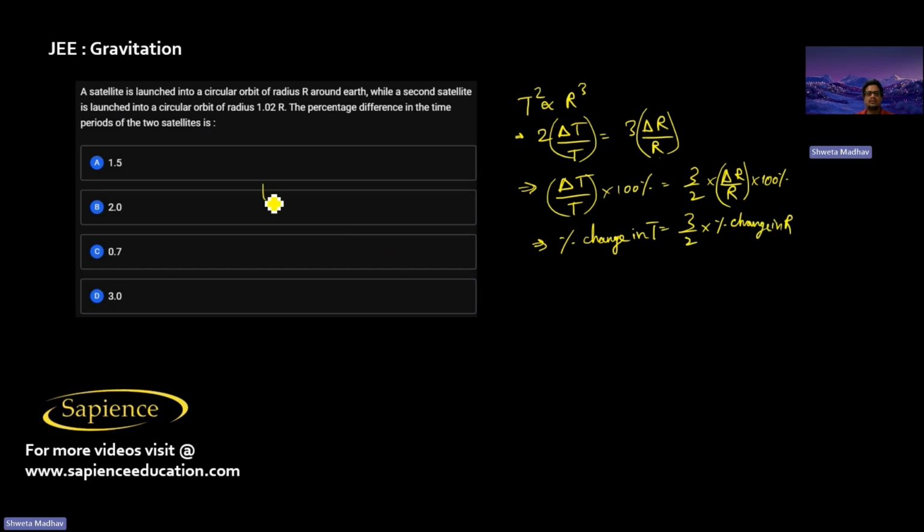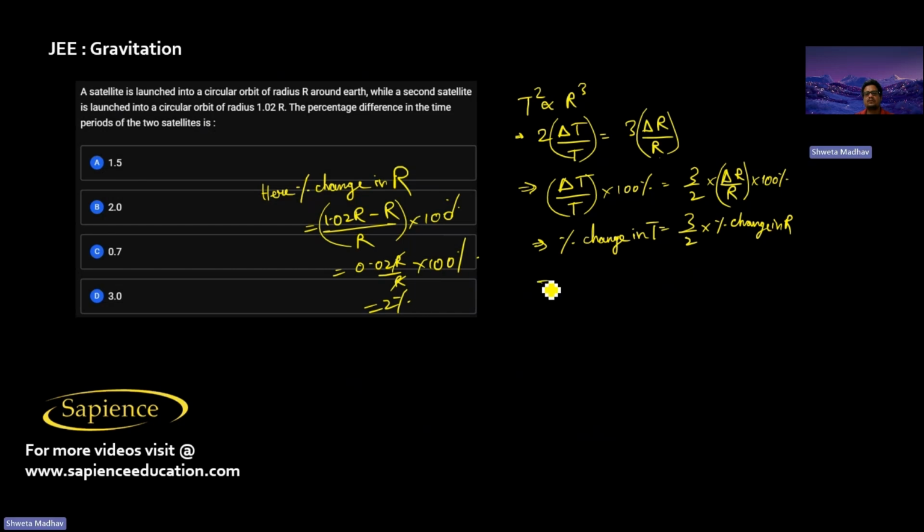So now here the percentage change in radius is equal to (1.02 r minus r) by r into 100%. So that is equal to 0.02 r by r into 100%, that is equal to 2%. So therefore, the percentage change in the time period is equal to 3 by 2 times 2%, that is equal to 3%. So there is 3% difference in the time periods of the two satellites. So option D is the correct answer.